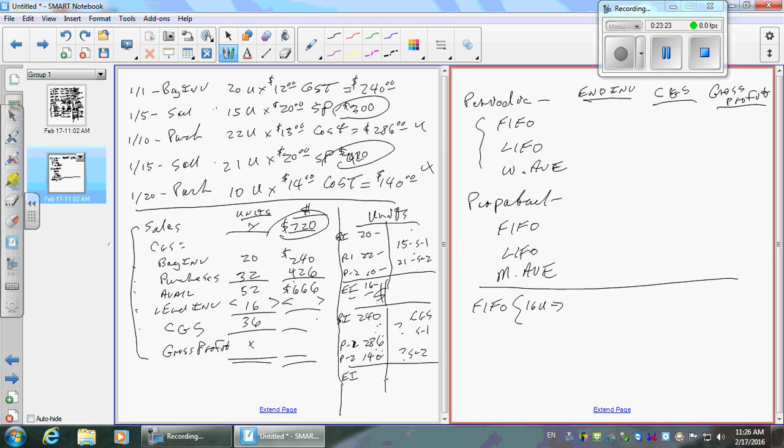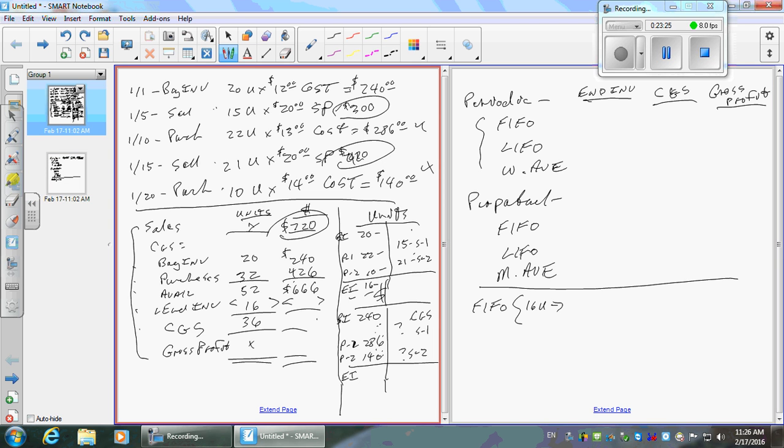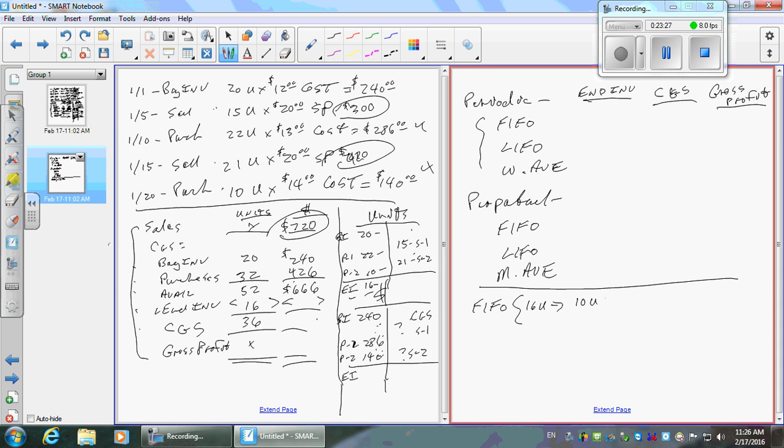Oh, the last purchase was 10, wasn't it? 10 at $14. That's the most recent purchase. That's 140, right? We already calculated it. Isn't that cool? We already calculated it, so we can just copy them down. And then how many more do you need? Another 6 units.